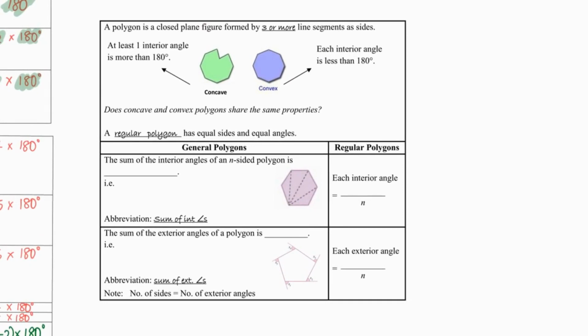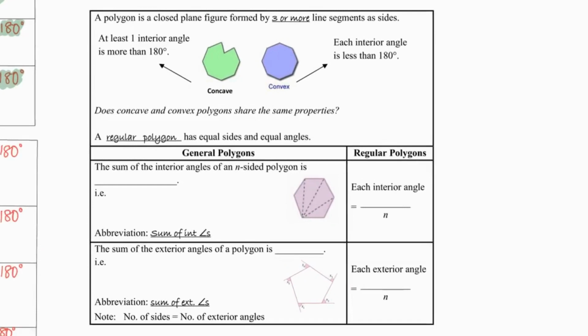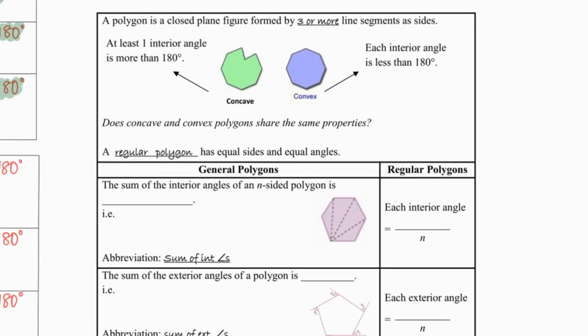There are two types of polygon. One is concave and one is convex. Just some definitions for you all to remember. Concave: at least one interior angle more than 180 degrees. So in this case, this is the one. Okay, as for convex, each interior angle is always less than 180 degrees.